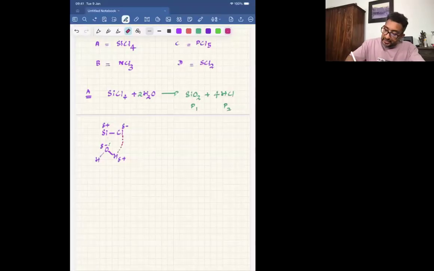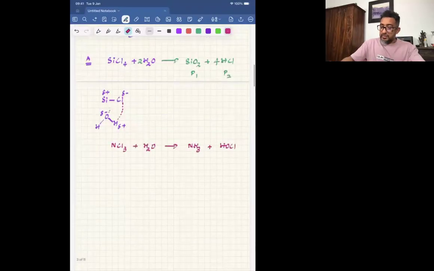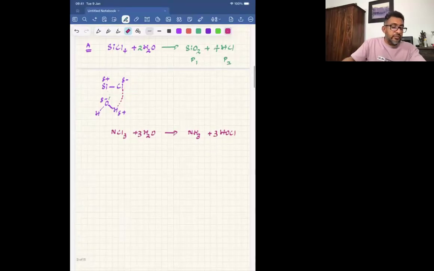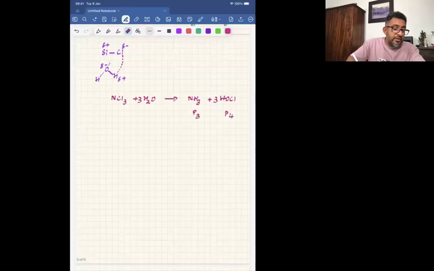Next one is NCl3. NCl3 plus H2O. What would you get? You get NH3 and HOCl. 3 Cl, 3 hydrogens, altogether 6 hydrogens, that is also 3. So P3 is this one, P4 is this one, the compound with bleaching properties, HOCl.